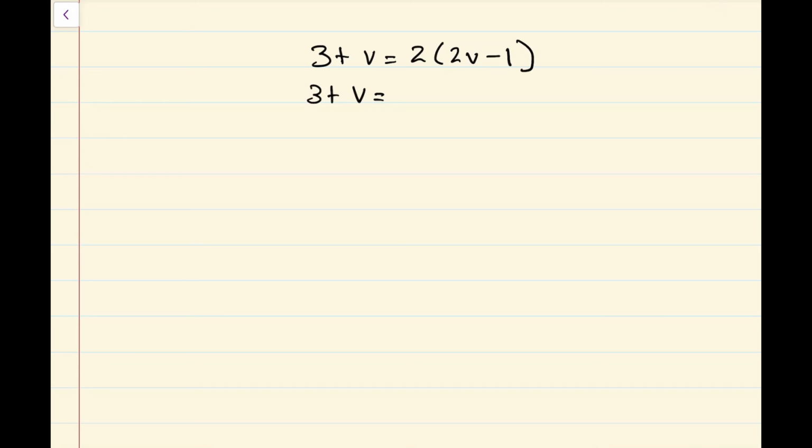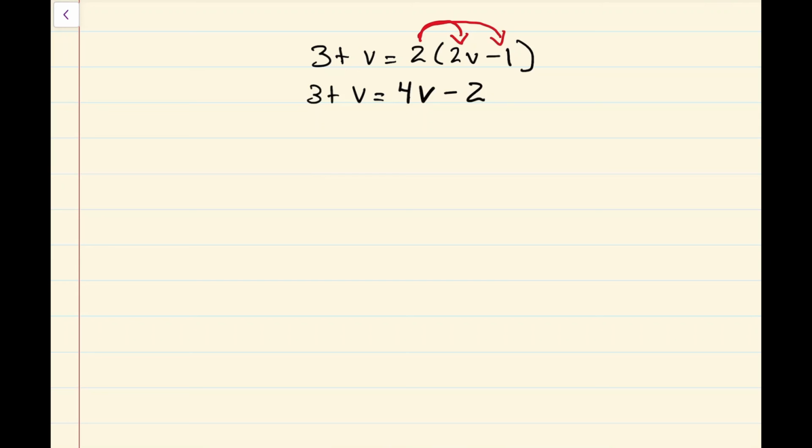So we have this 2 here that is being multiplied out throughout the whole bracket here. So let's get started. We're going to multiply 2 by the first term, which is 2v, and that's going to give us 4v. And then we're going to multiply this 2 by this negative 1. And that's just going to give us negative 2. And that's basically how we would remove the bracket.